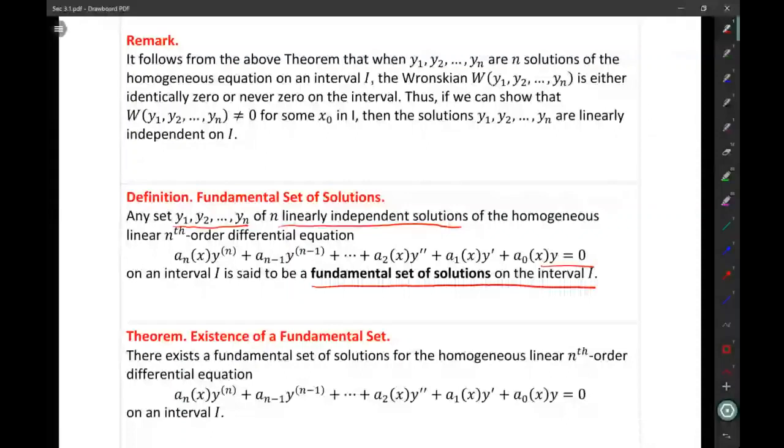Now, existence of a fundamental set. A theorem says that there exists a fundamental set of solutions for a homogeneous equation. I mean, there is a solution for any differential equation which is homogeneous. The set of solutions for any nth order homogeneous equation cannot be an empty set. So there is a solution.